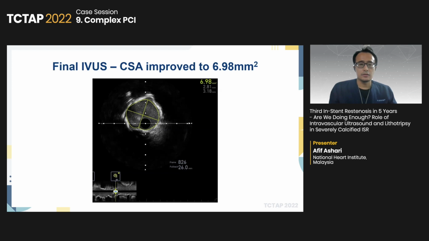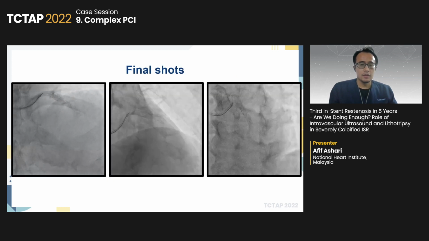So the final IVUS showed, especially near the ostium of the LAD, the CSA has already improved to near 7 mm squared, and we thought this was an acceptable result. So these are the final shots from the angioplasty.